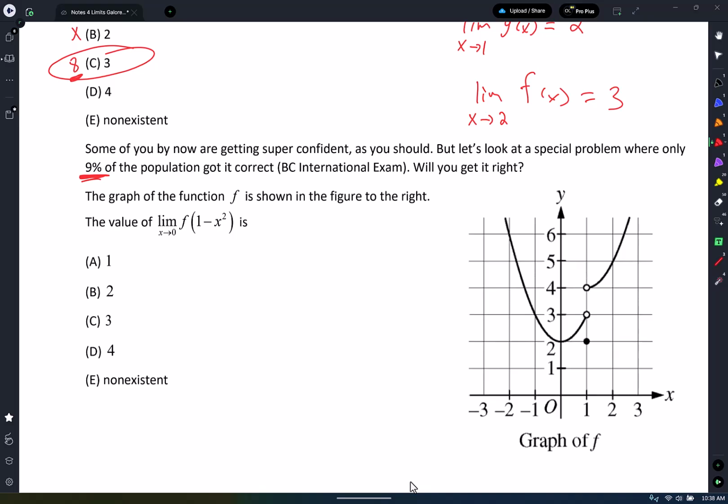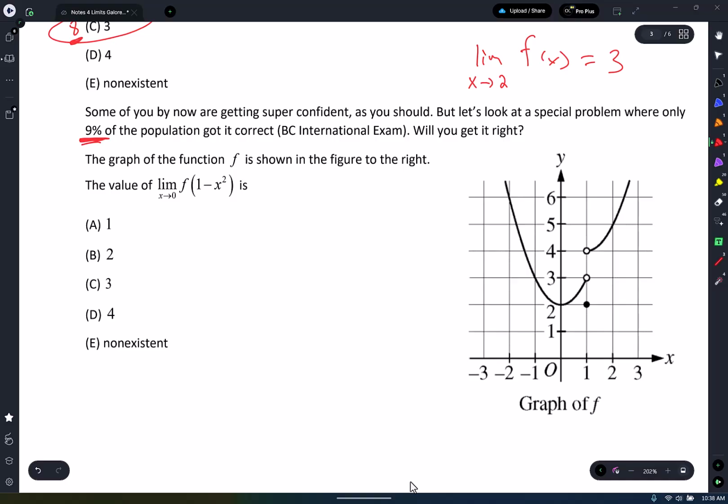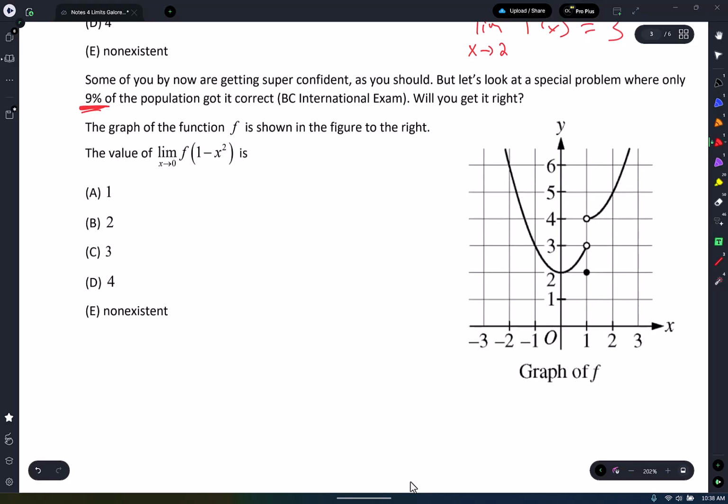So I just wanted to let you know, if you get it wrong, which you probably will, relax. You're fine. This is a hard question. Take a minute. See if you guys can figure it out. No one has gotten it right. Maybe you will be the first.